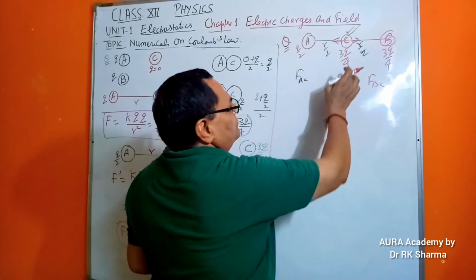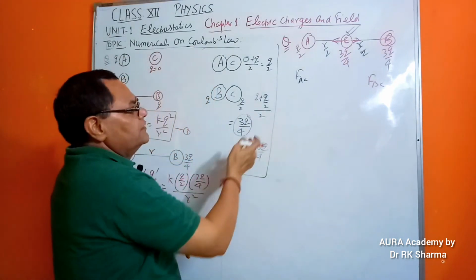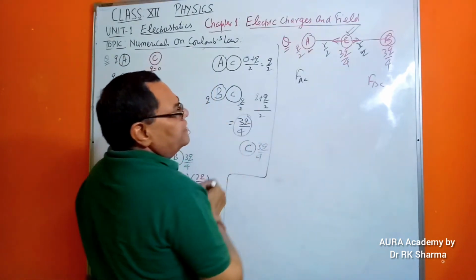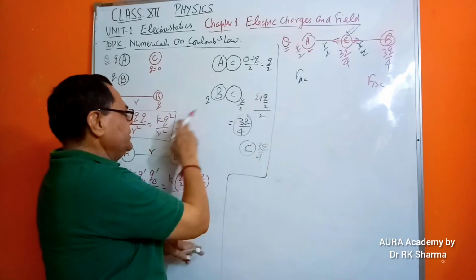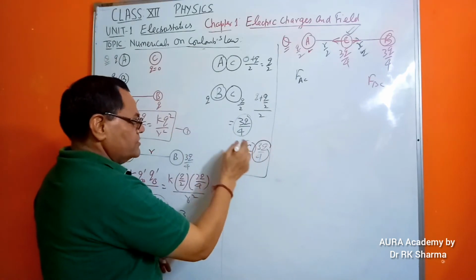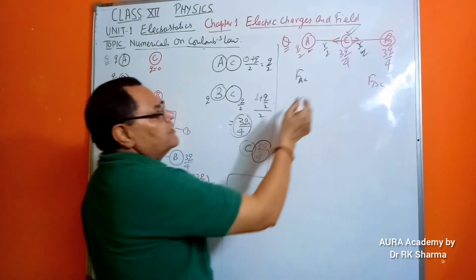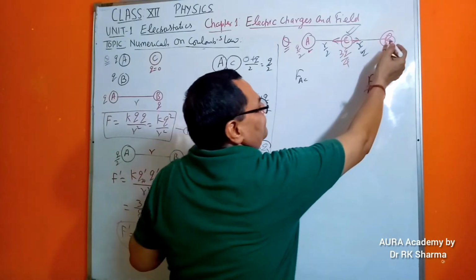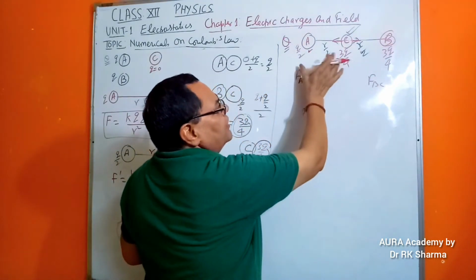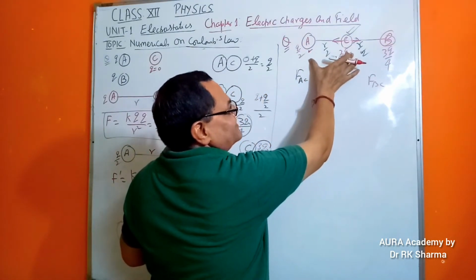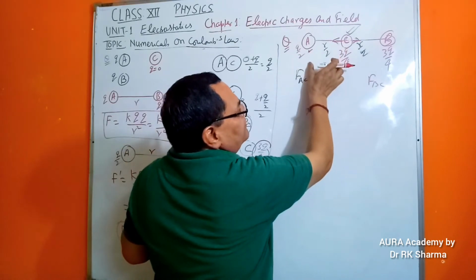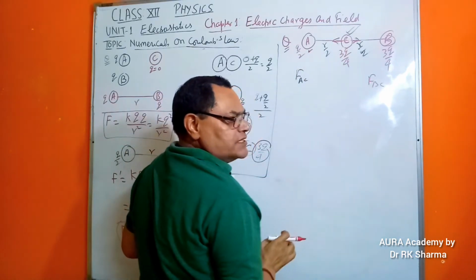Alright, so now as I have already explained, the charge on A was q by 2, and the charge on B and C in this previous question, I have already explained. So C is having 3q by 4, B is also having 3q by 4, and now there are two pairs of forces, one force between AC and one force between BC.